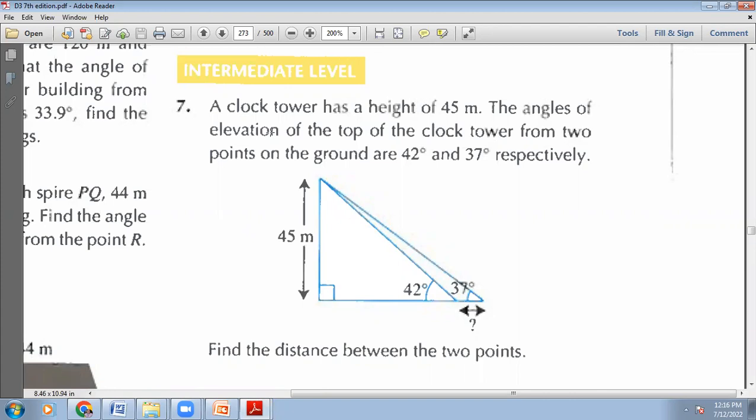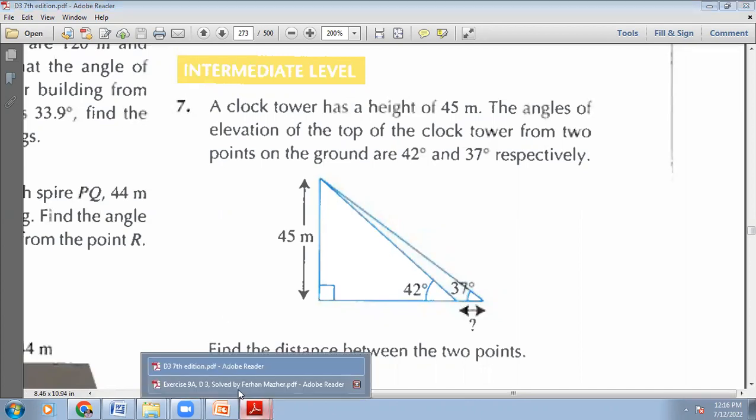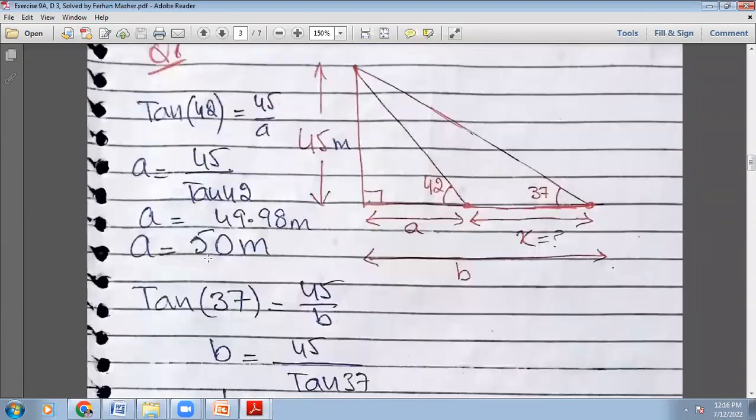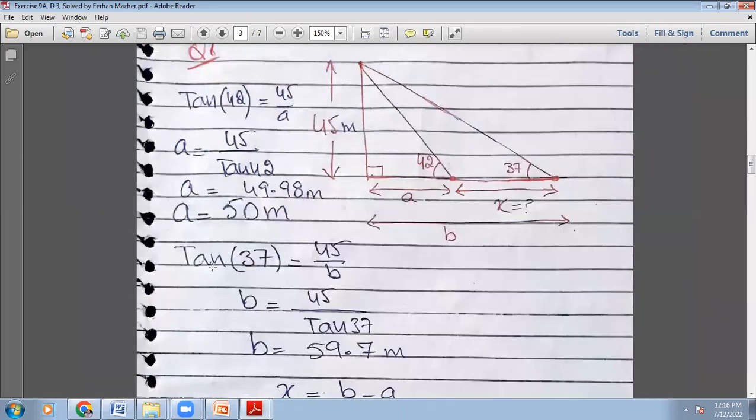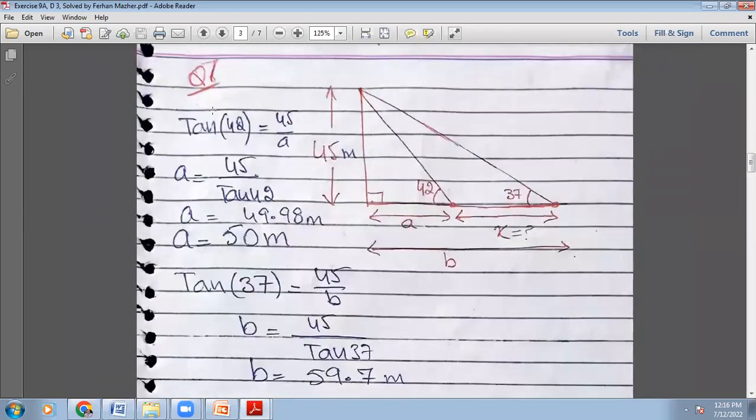If you look at this diagram carefully, that's one point. This is the other point. From here, the angle of elevation is 37. From here, the angle of elevation is 42. The height of the tower is 45 meters. The question is, what is the distance between these two points? It's a little tricky, let me show you. Okay. So here you can see I have made this diagram.